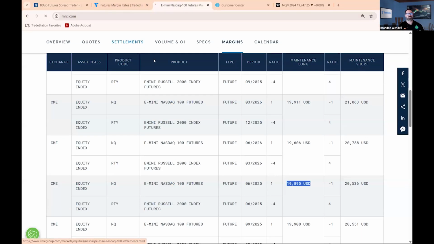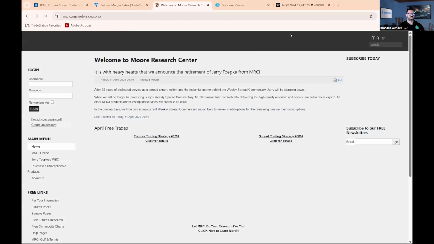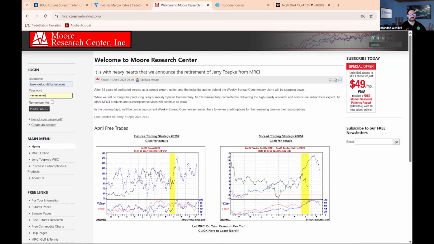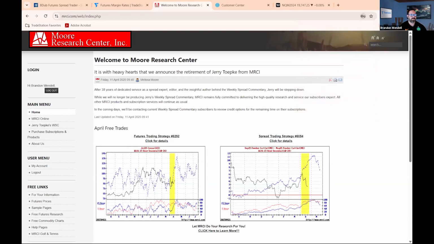I'm not saying you have to use them, but logging into one, that's the wrong login ID. I think I forgot my password on this one. See if I guessed right. Oh, I did. Okay.